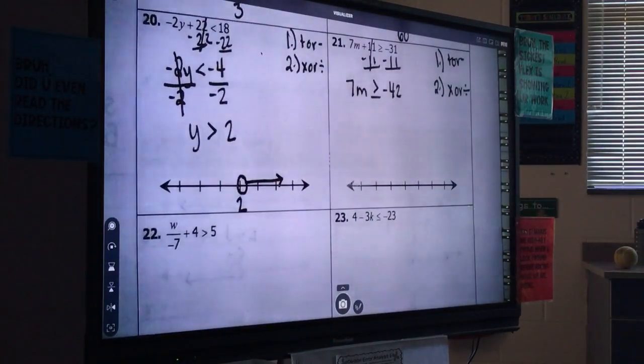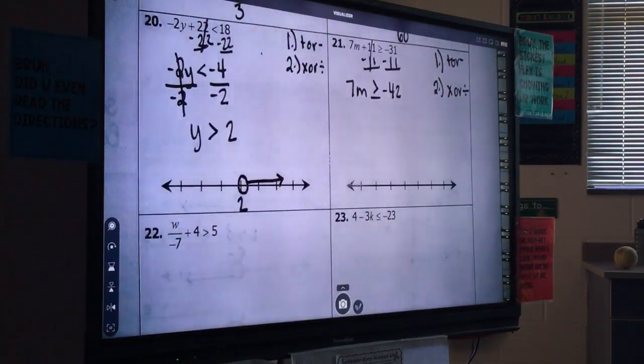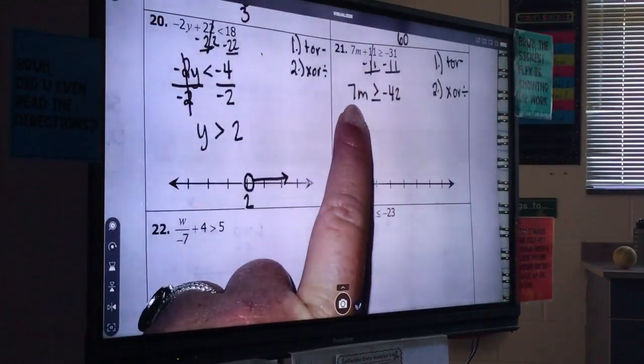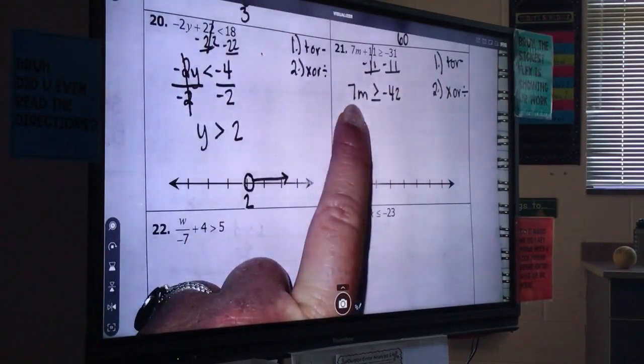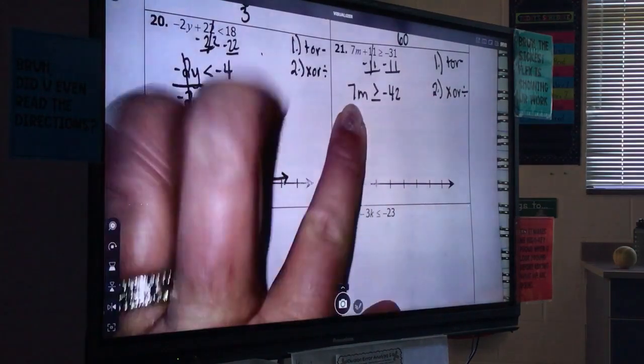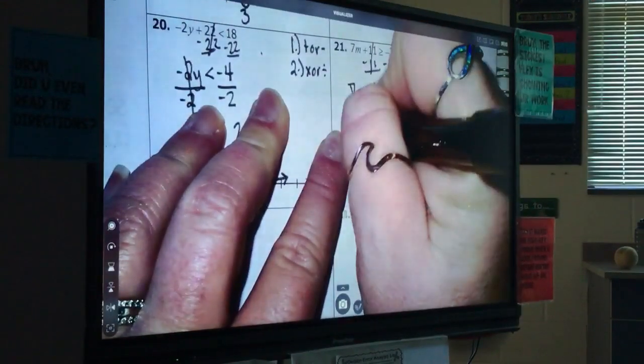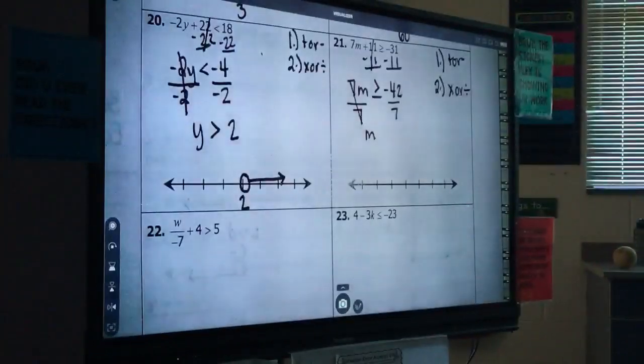Okay, what are we going to do? Well, what do you see? So what do you see right here? Like, what operation is going on there? What's the opposite of multiplication? So I'm going to divide by 7. Divided by 7. Now, does this flip?